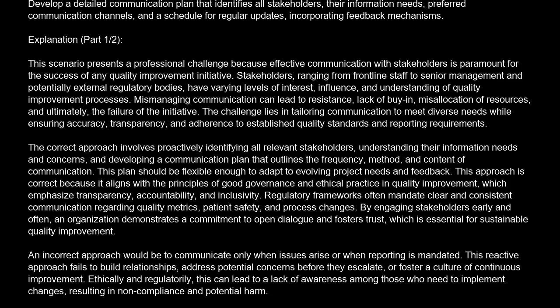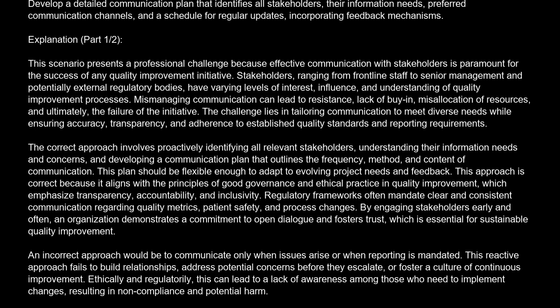Correct answer is D. Develop a detailed communication plan that identifies all stakeholders, their information needs, preferred communication channels, and a schedule for regular updates, incorporating feedback mechanisms. Explanation. This scenario presents a professional challenge because effective communication with stakeholders is paramount for the success of any quality improvement initiative. Stakeholders, ranging from frontline staff to senior management and potentially external regulatory bodies, have varying levels of interest, influence, and understanding of quality improvement processes.